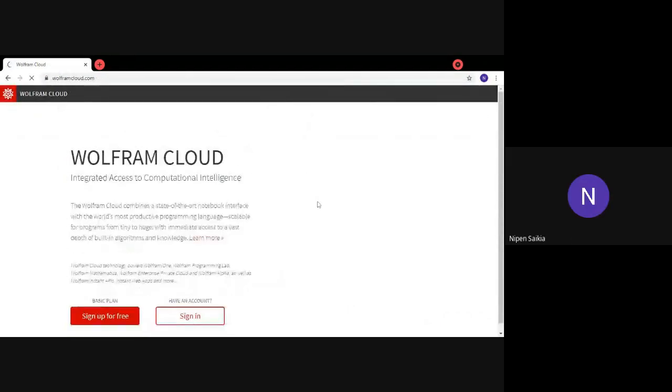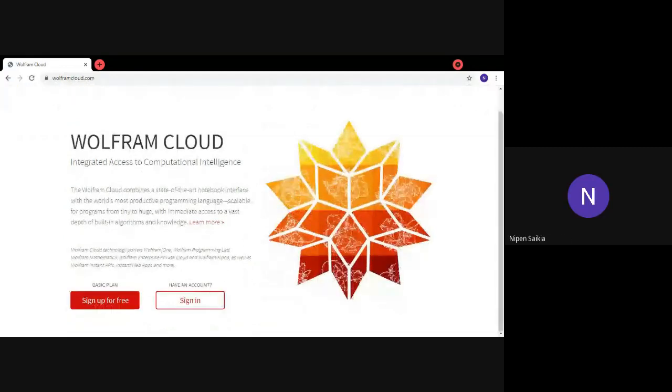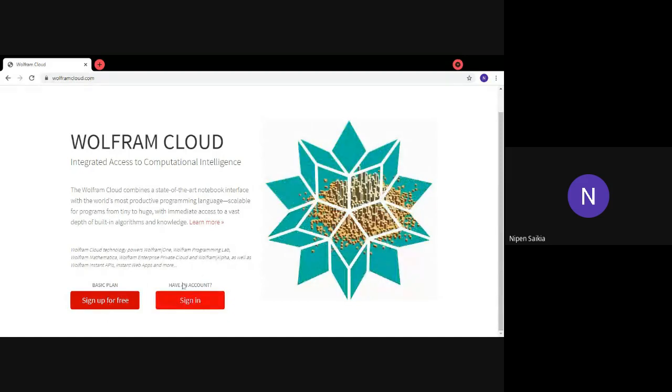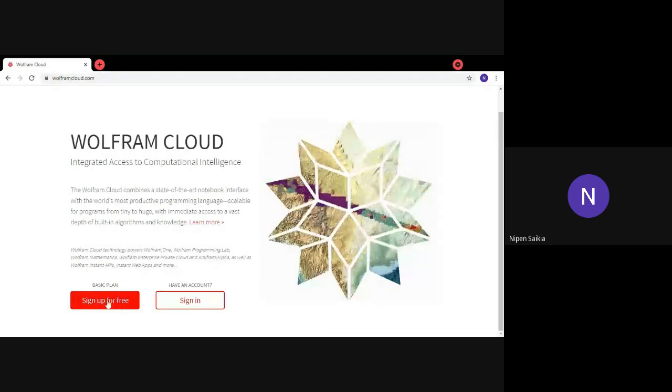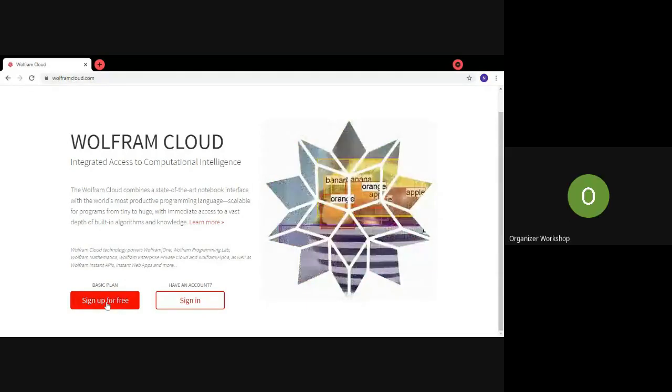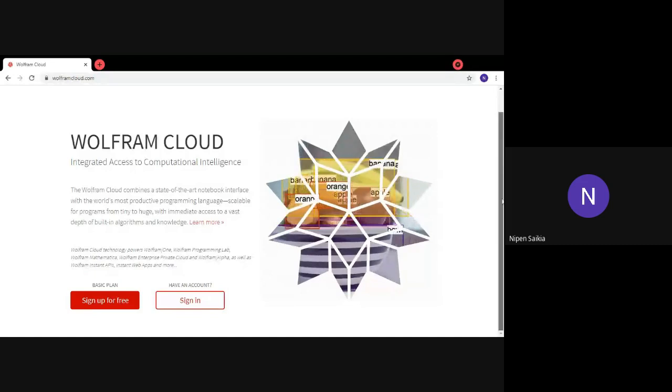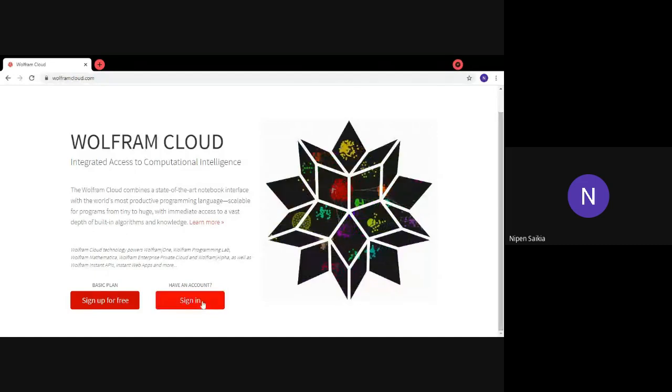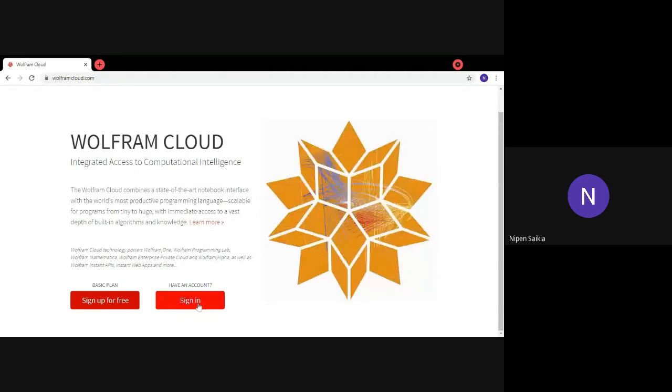So just click that one. Here, this Wolfram Cloud screen will come. Here we have two options given: Basic plan, sign up for free, in red, and then sign in. If we do not have an account already, then we have to sign up for free. And if we have an account, we will sign in here. I already have created one account, so I will sign in here.